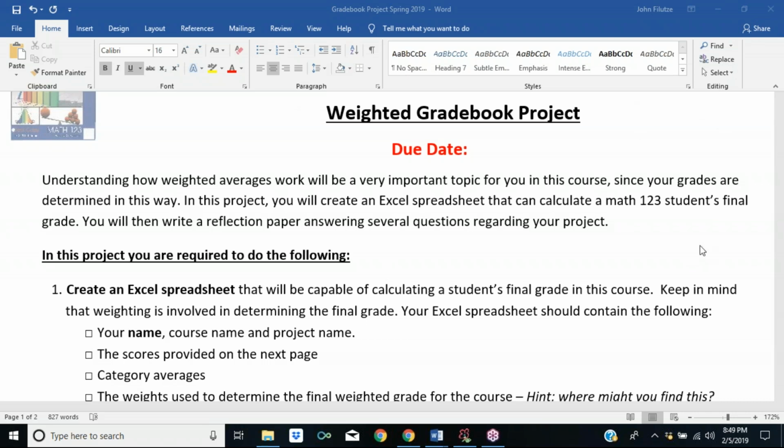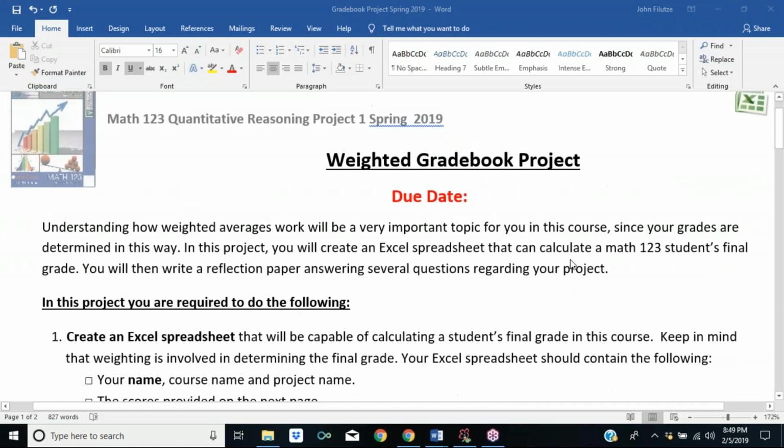So it says here, understanding how weighted averages work will be a very important topic for you in this course, since your grades are determined this way. In this project, you will create an Excel spreadsheet that can create a Math 123 student's final grade. You will then write a reflection paper answering several questions regarding your project.